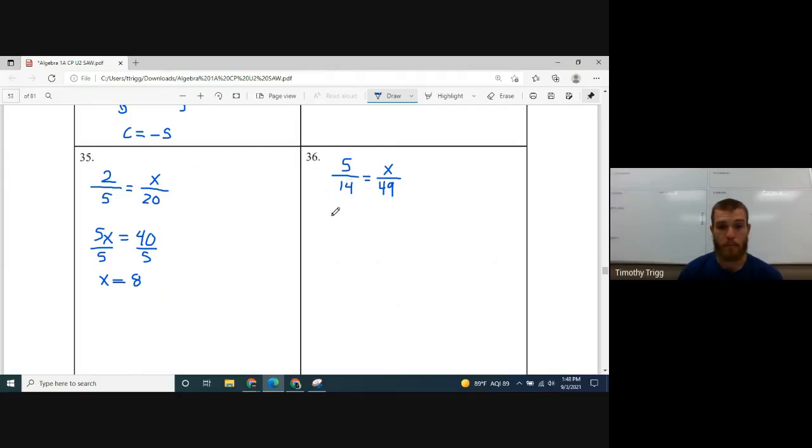Cross multiply. 14x equals 5 times 49, which is 245. Divide both sides by 14 to get x by itself.